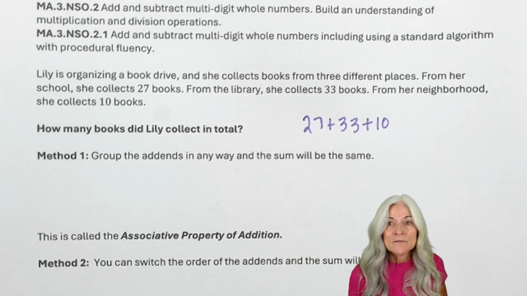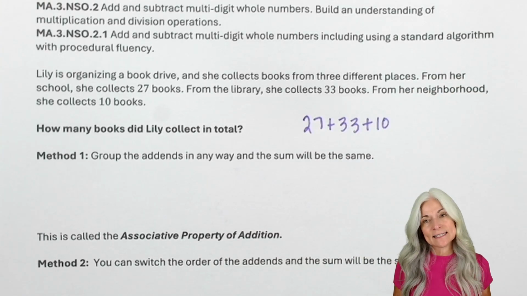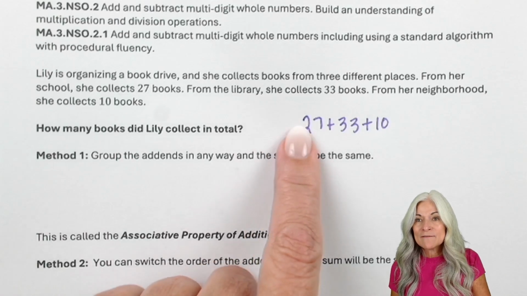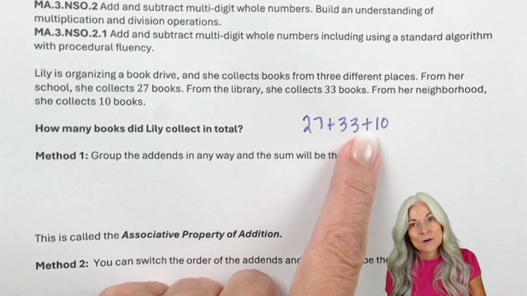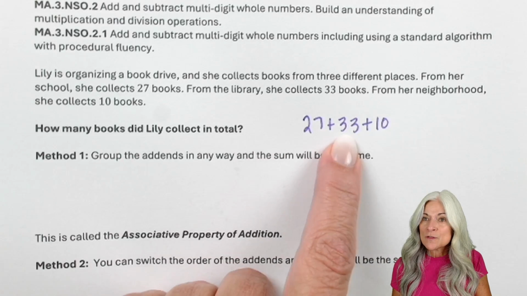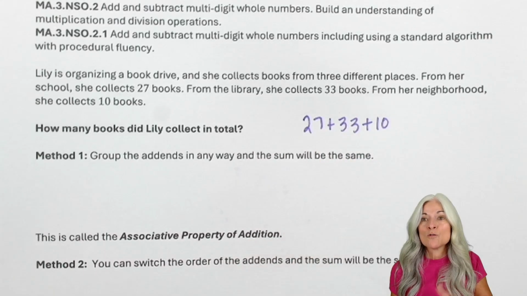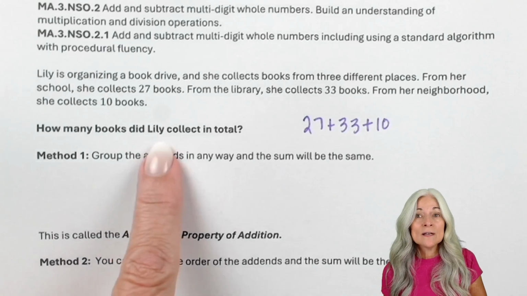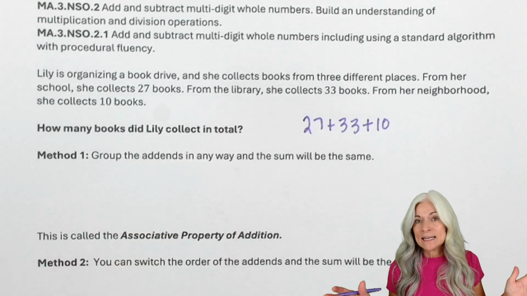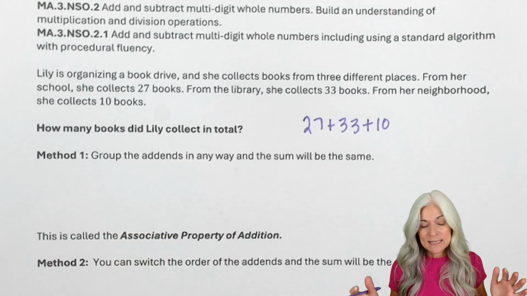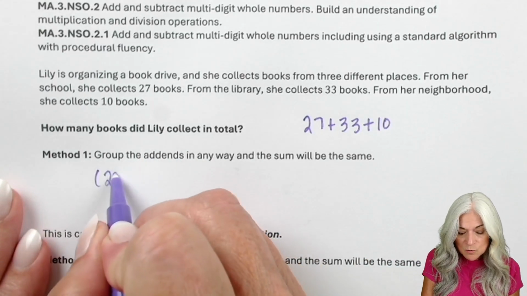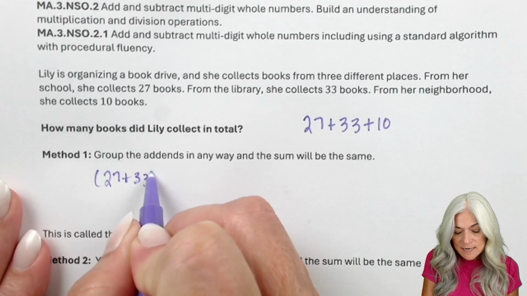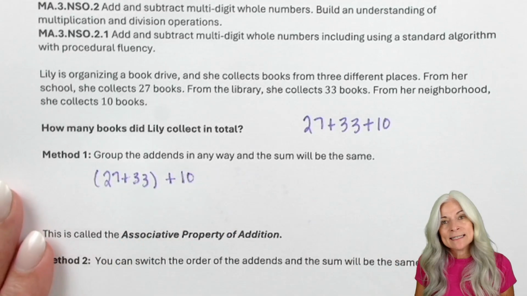Okay, so first of all, we can group the add-ins. Now the add-ins, whenever I have, this is called an addition expression. The add-ins are the numbers we're adding together, and of course the sum is what it's equal to. So we can group the add-ins in any way, and the sum will be the same. So maybe we group 27 plus 33, and then we add 10.